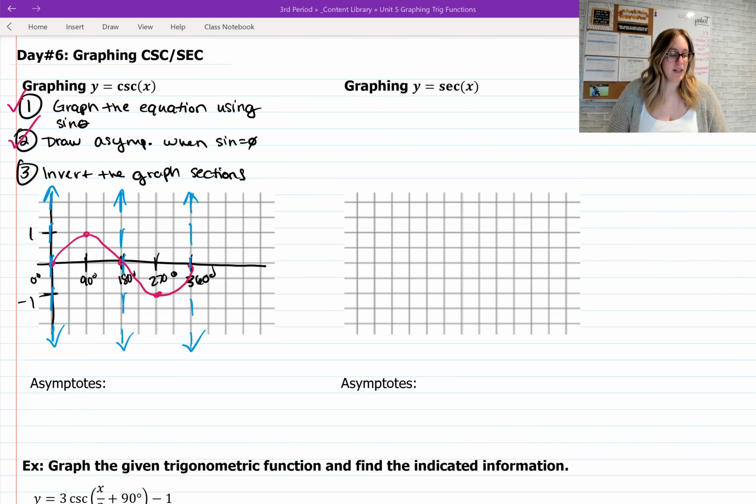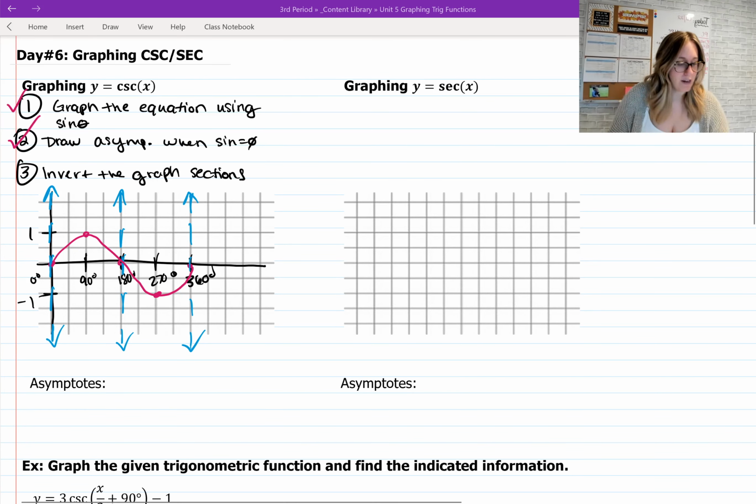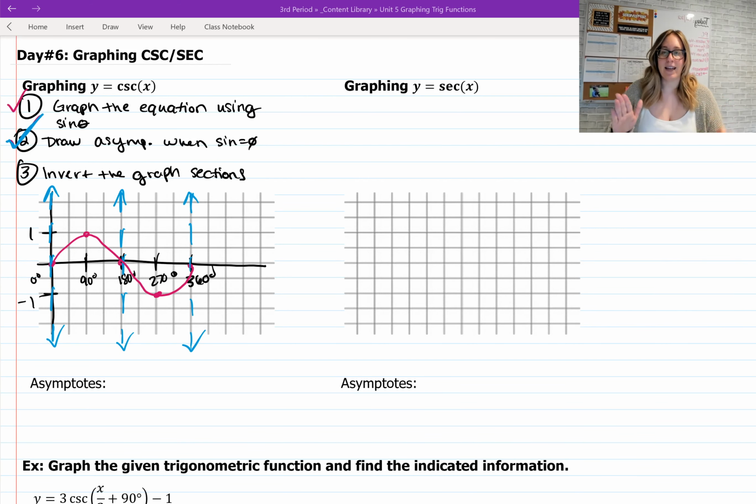That is step 2. Step 3, invert the graph sections. So between every asymptote, you're going to invert the graph sections. That was what I did in blue, and we did the last one in purple. All right, so we're going to invert. Right here, that first 0 to 180, it's an upside down U. We're going to make it a right side up U. So we're just going to invert it. We just flipped it upside down.